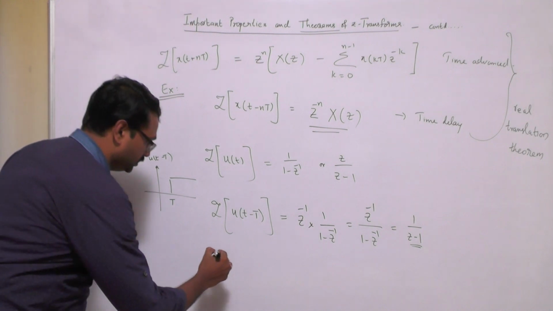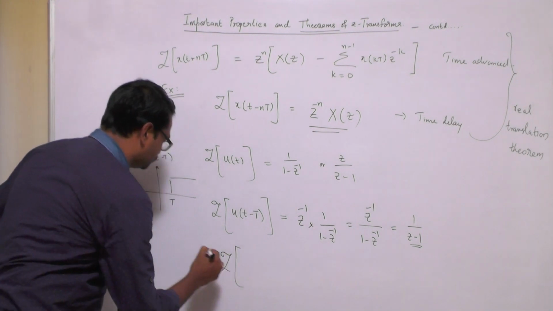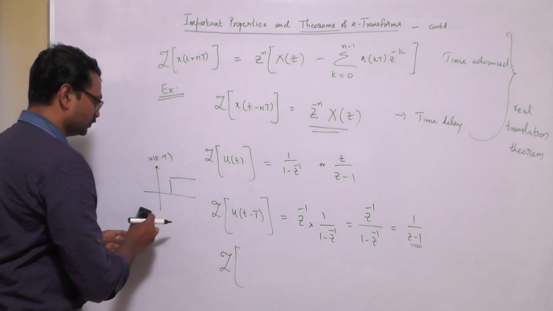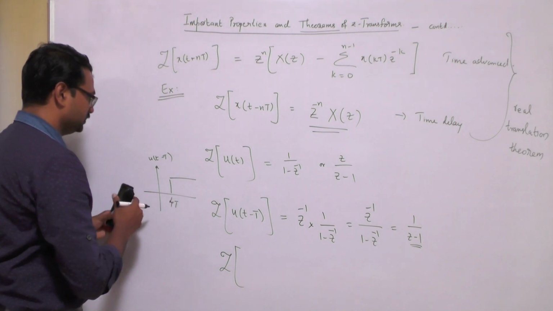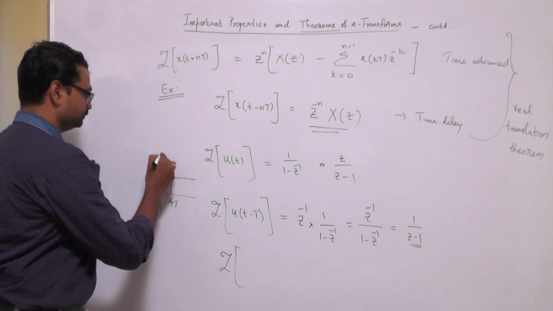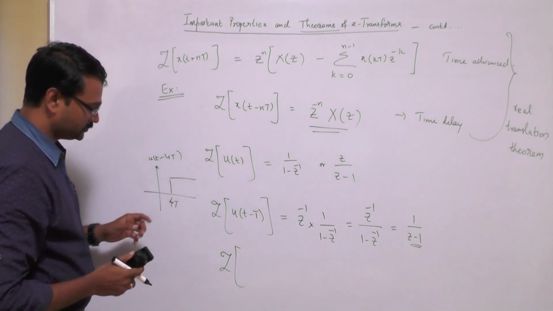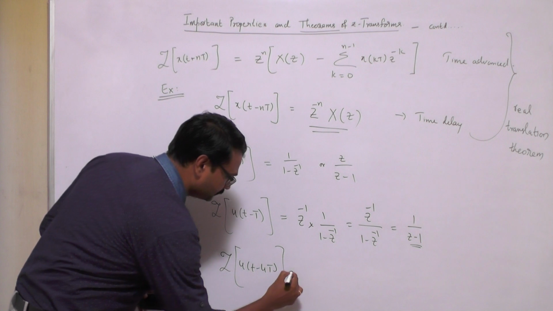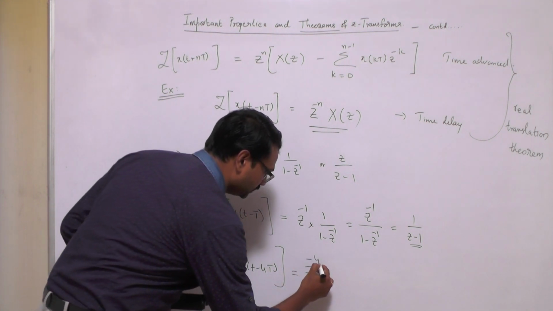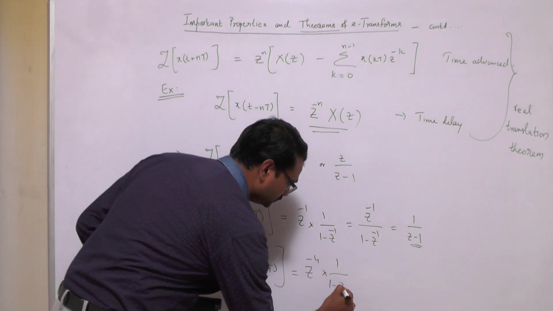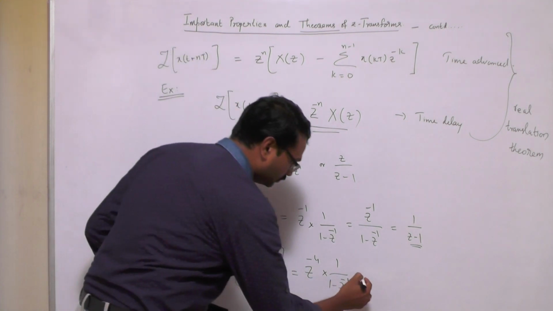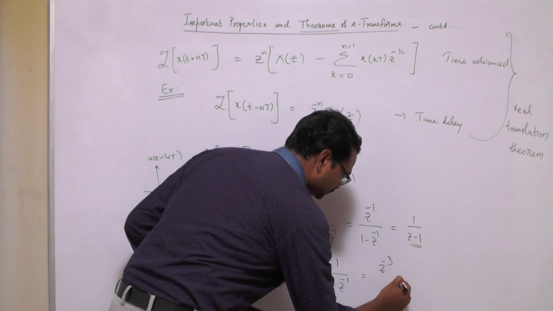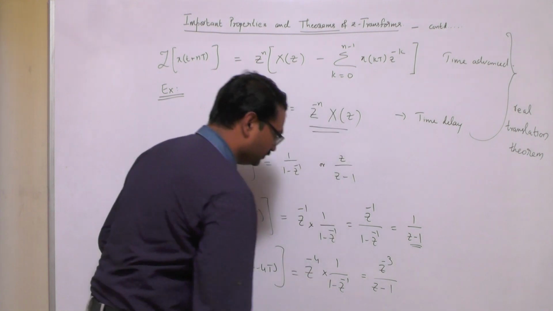Or similarly, if it is delayed by 4T, this is u(t-4T). Therefore u(t-4T) is given by z^-4 into 1 by 1 minus z inverse. Therefore I will get z^-3 by z minus 1.